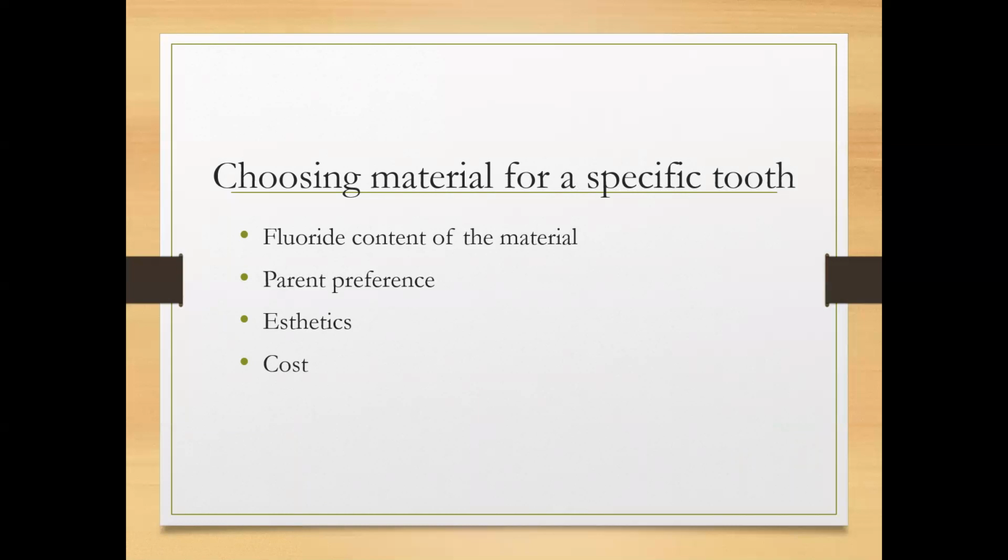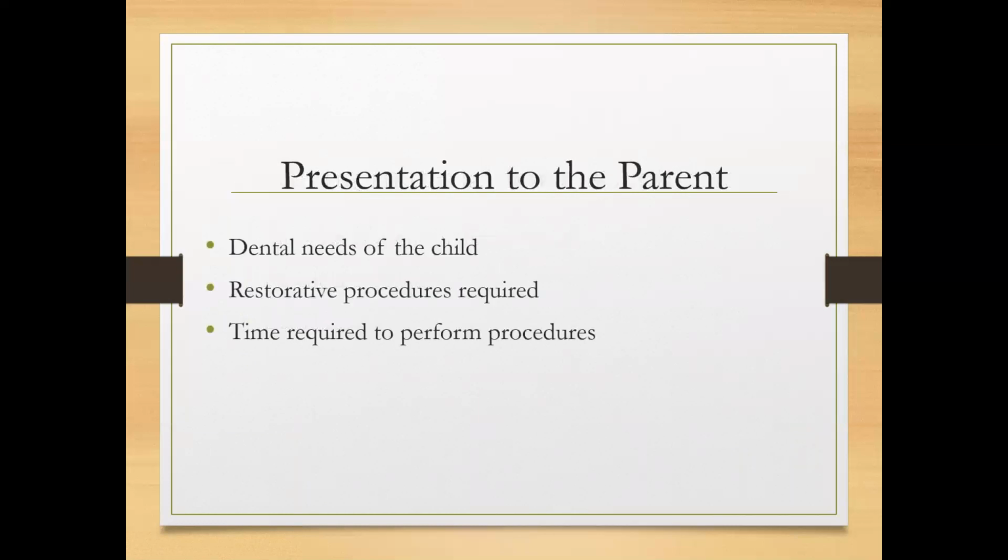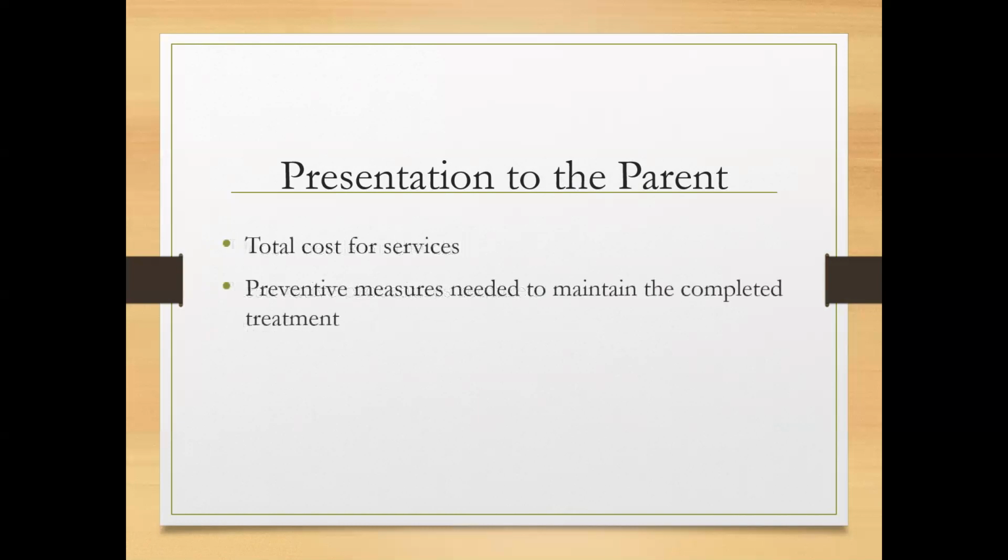Tell them what your rationale is, and maybe you just agree to disagree, and it may not be a patient that you can serve. They may need to go somewhere else if they're seeking aesthetics and you're trying to do something more practical. Again, aesthetics and costs, and then the presentation, dental needs of the child, restorative procedures required, and the time required to perform procedures. These are all things that you need to talk to the parent about and consider.